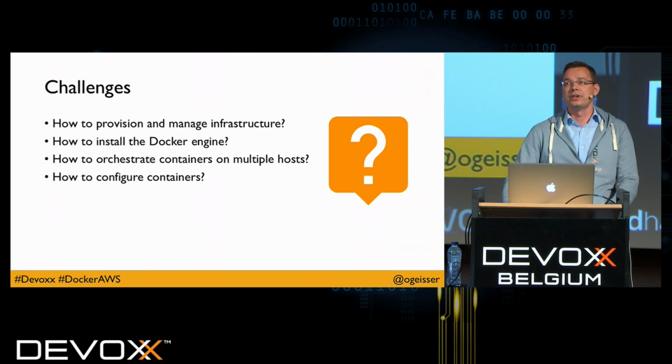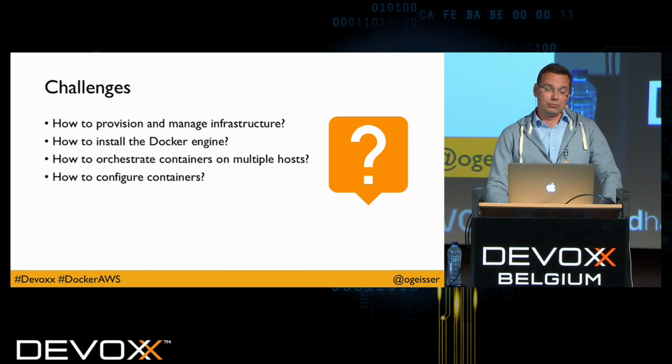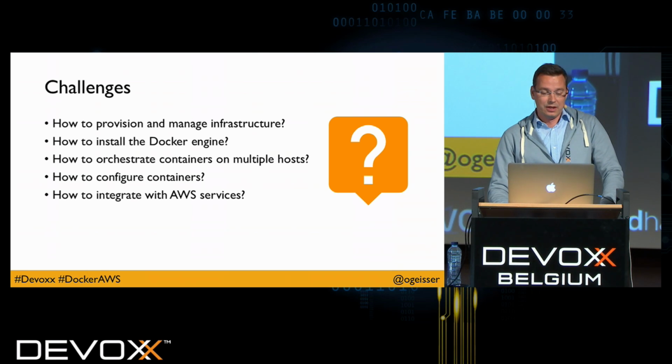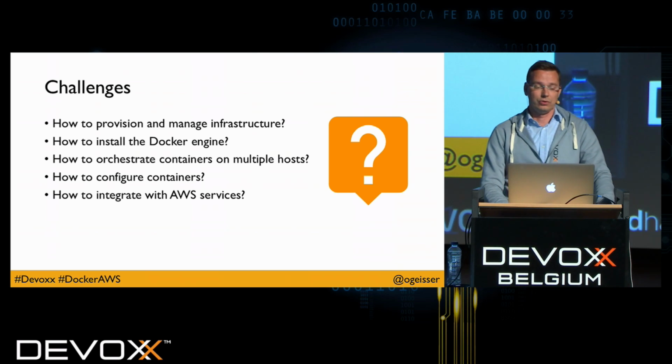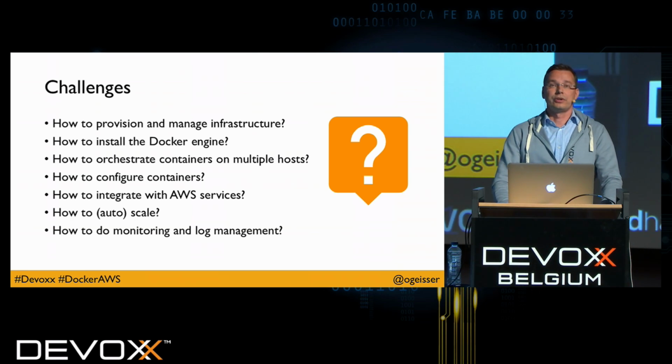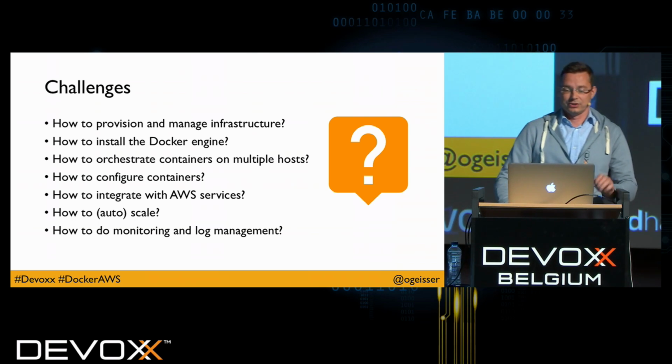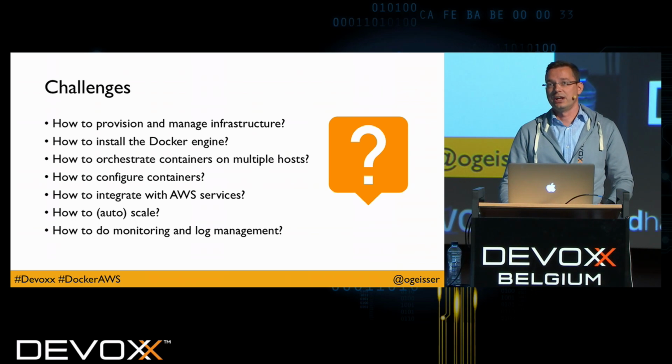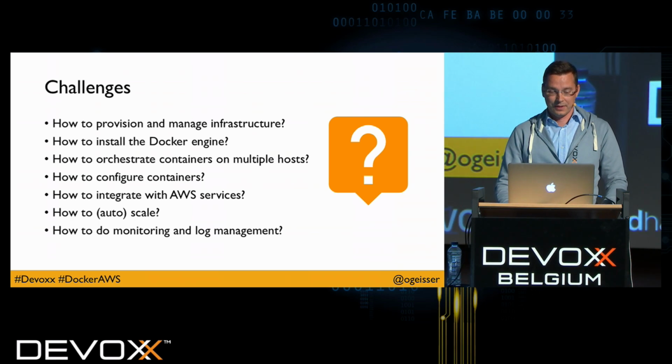You need to configure these containers. You need to give them some information about the environment. You need to integrate with AWS. At least on AWS, it makes sense to use your already existing services like RDS for SQL databases or all the other services that are available in AWS. And you need to scale, maybe to auto-scale, and you need to do monitoring and log management. I think this is not a complete list, but just the start of things you need to consider.